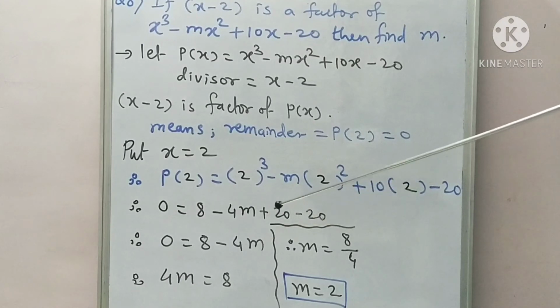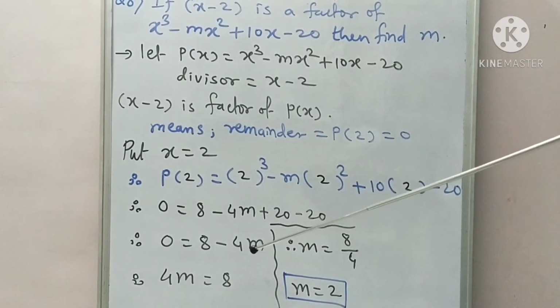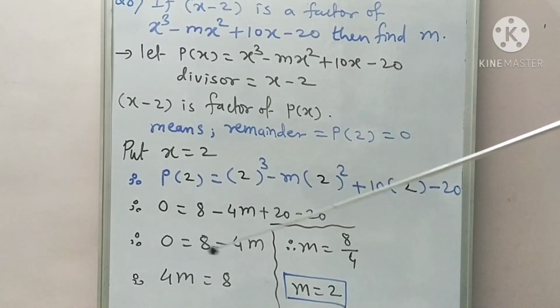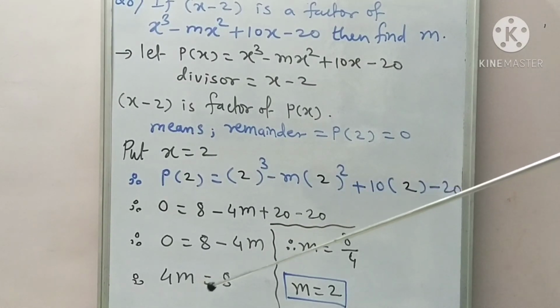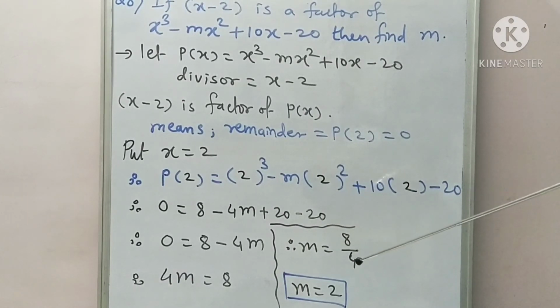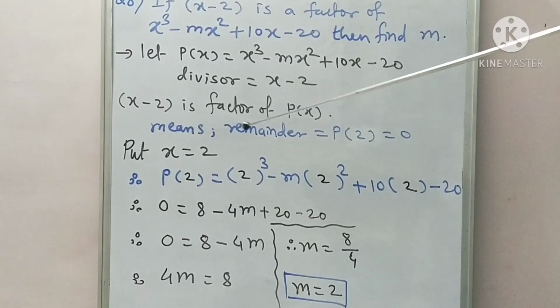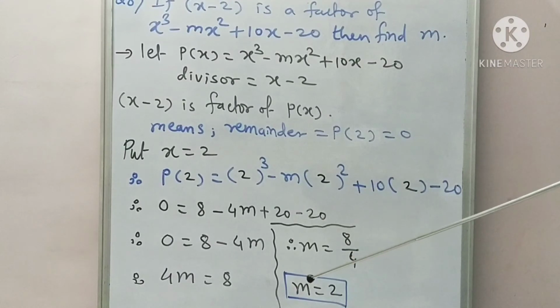Okay, so p of 2 we put as 0, which is equal to, now we simplify, 8 minus 4m only remains, because 20 minus 20 is 0. So we take the term minus 4m to the left side. So 0 plus 4m is 4m, equal to the remaining 8. Therefore m equals 8 upon 4, and the division is 2. It means if x minus 2 is a factor of the polynomial, then the value of m is 2.